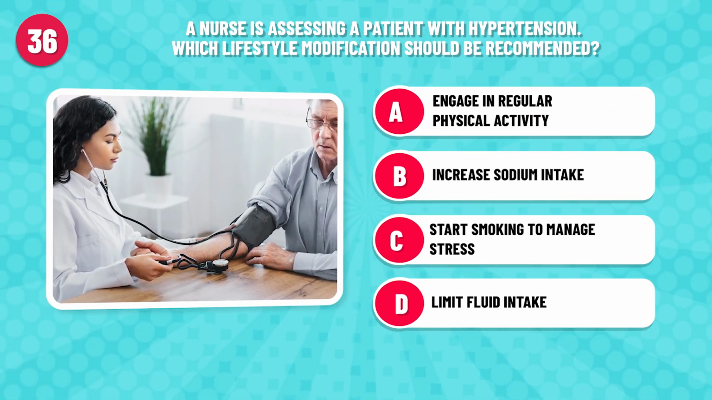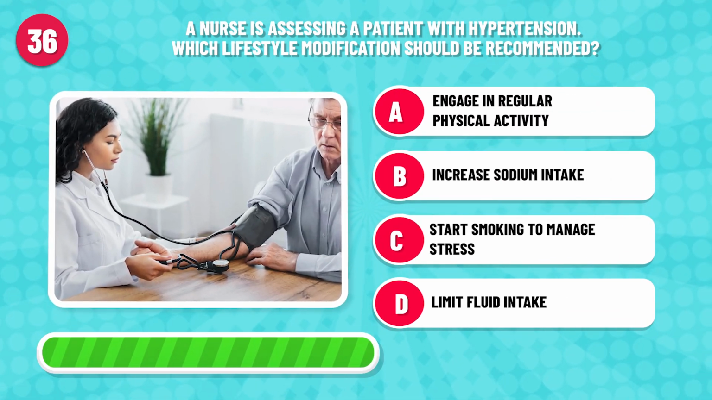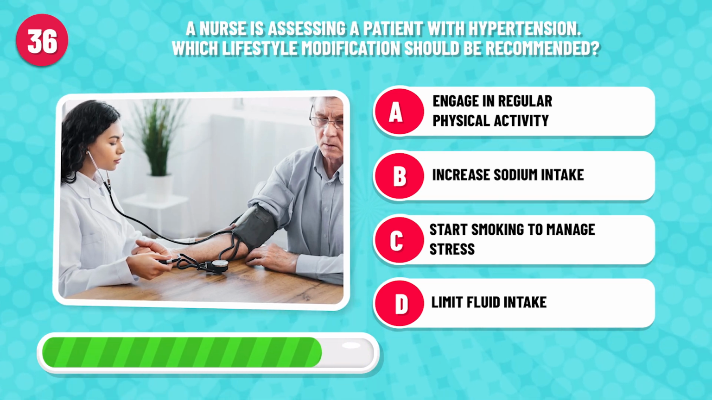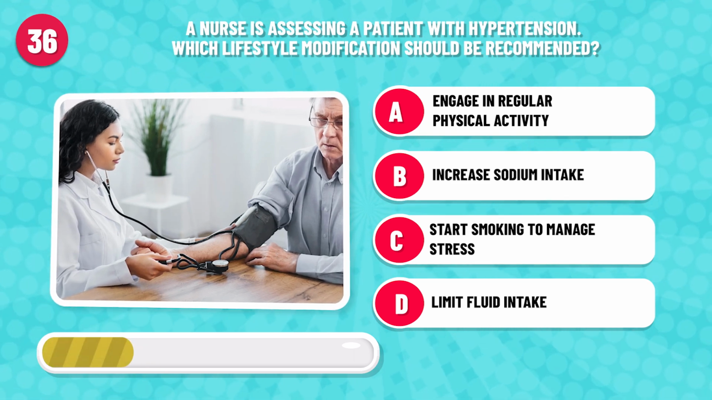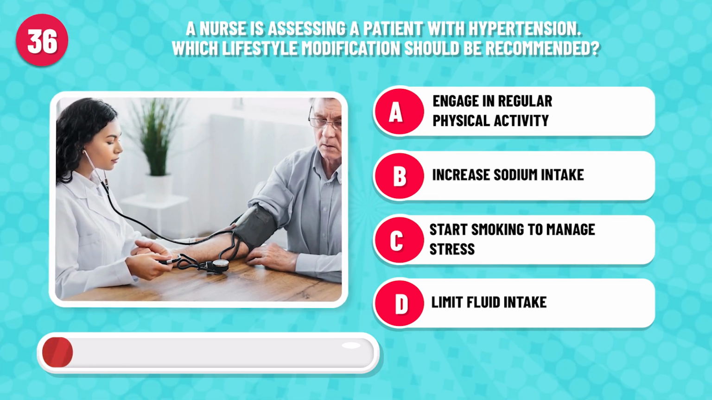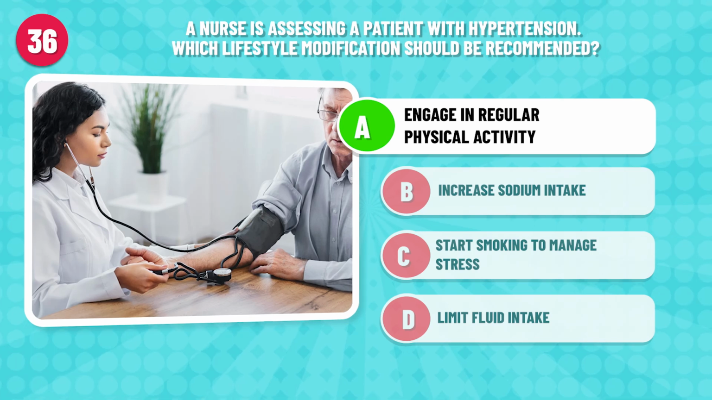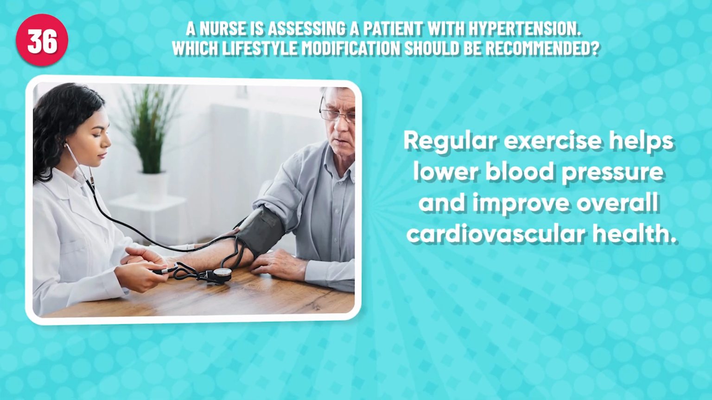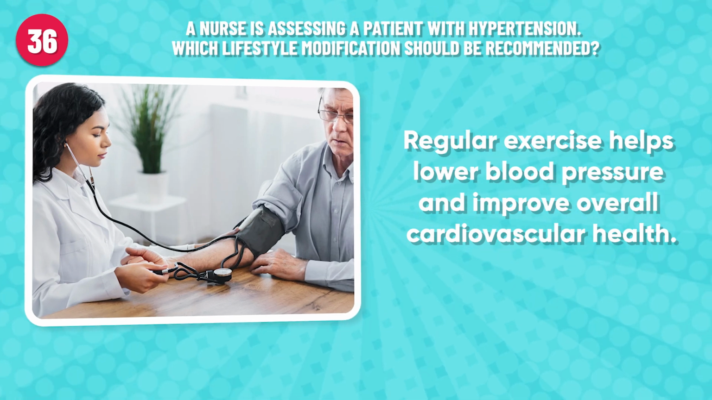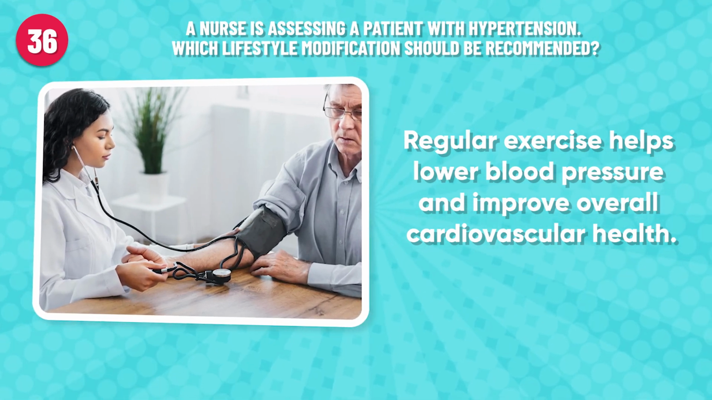A nurse is assessing a patient with hypertension. Which lifestyle modification should be recommended? It's A. Engage in regular physical activity. Regular exercise helps lower blood pressure and improve overall cardiovascular health.